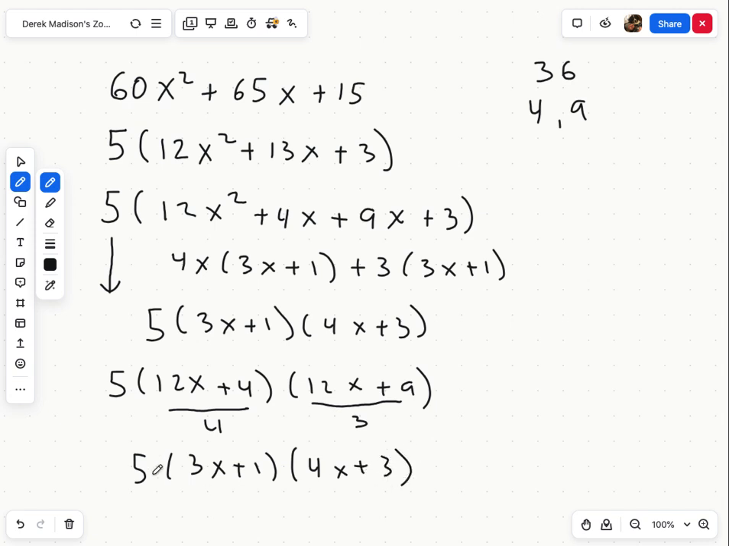So again, whichever of those methods seems like it's working better for you, stick with that one. They both get you to the same spot.